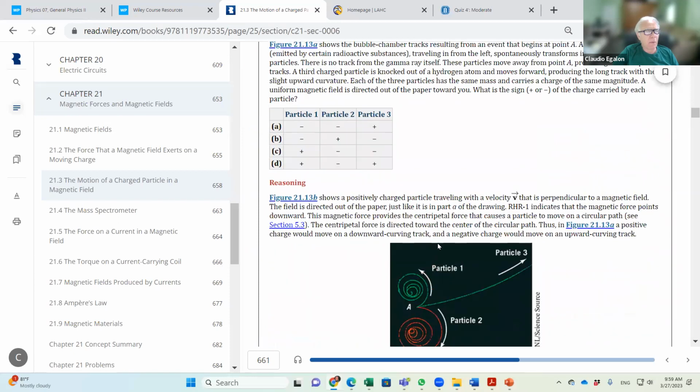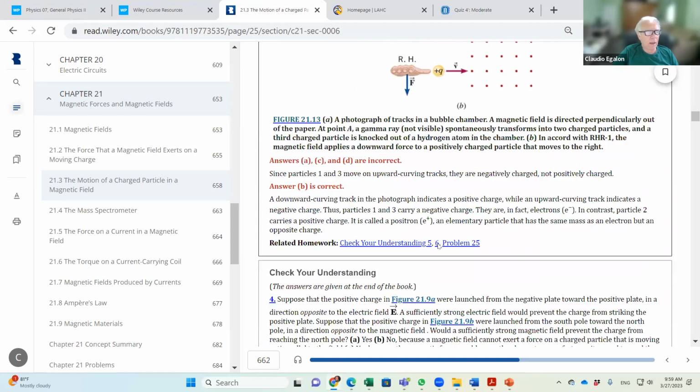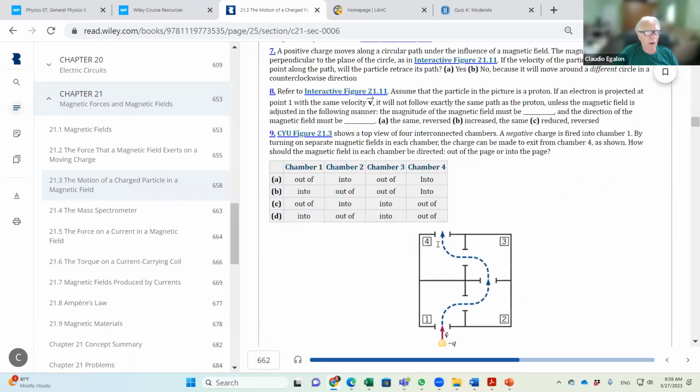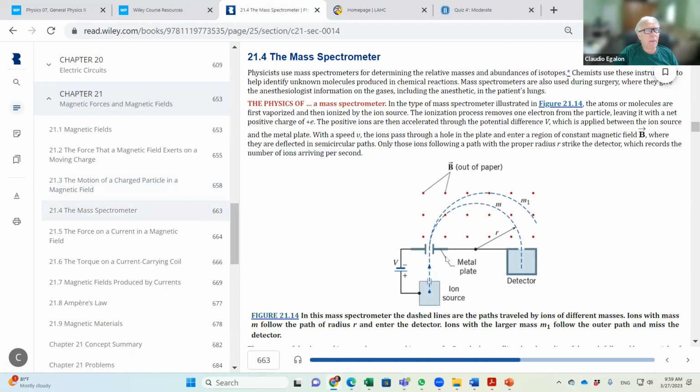Particle in a bubble chamber, we have those devices out there as well that we can use to visualize the path of a particle. And the mass spectrometer. We did the mass spectrometer. This one is a very simple mass spectrometer that doesn't have any electric field in between. But you can build a mass spectrometer in this way as well.